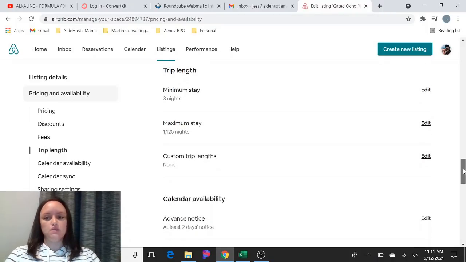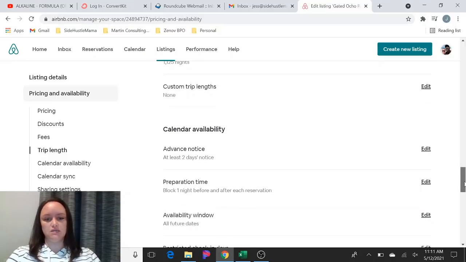Alright, so you can also set trip lengths. So the minimum stay I have is 3 nights. Maximum stay is pretty much forever, 1,000 nights. So I think that was the maximum I could put. So we're open to long-term stays. So if someone wants to book for, say, 6 months, and those dates are available on our calendar, they would be able to do that. You can also set custom trip lengths if you would like to do that.